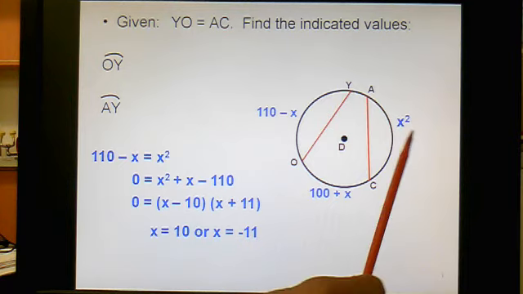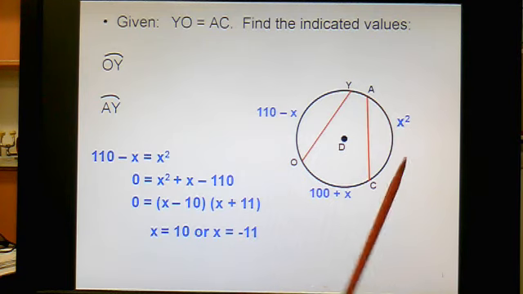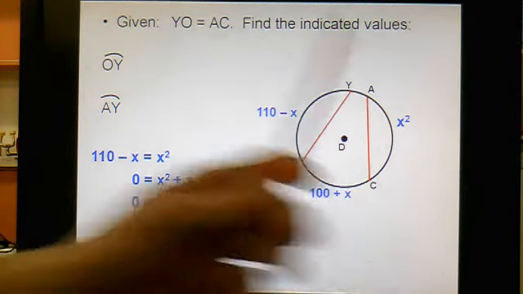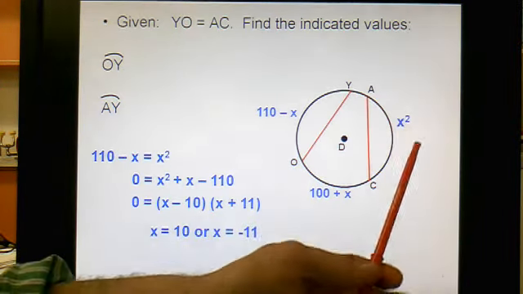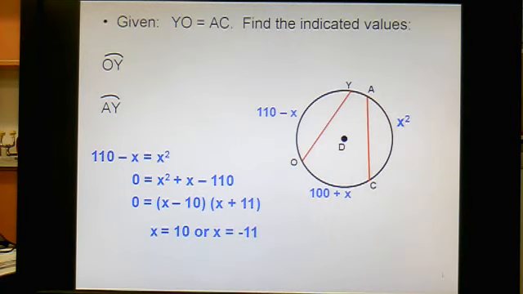This guy over here doesn't do you any good, because if you square negative 11, you get positive 121, and if you square the 10, you get 100. So both of these are valid for that one. You plug in 10 here, 10 works, of course, because it's 100 degrees. You plug in negative 11, well, 110 minus a negative is really just adding. It's okay there. You plug in the negative 11 here, and it works there as well. This is a situation where all of the answers work. So you're going to have multiple answers for these two.